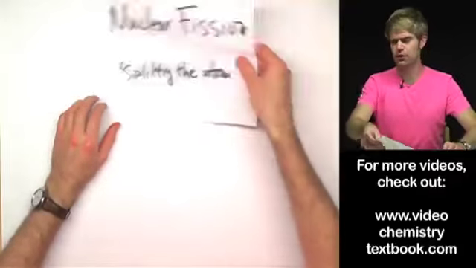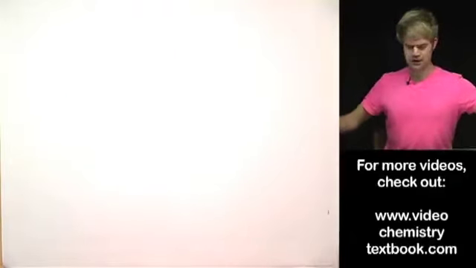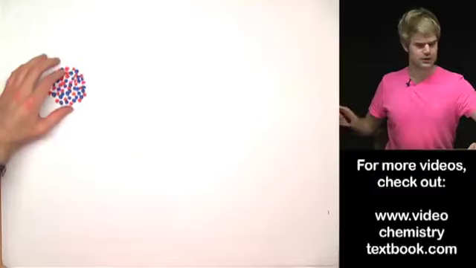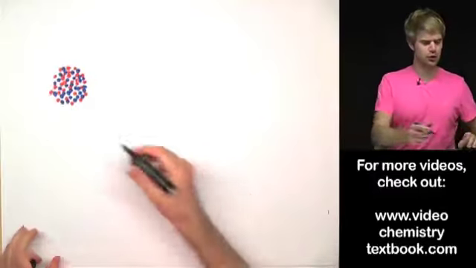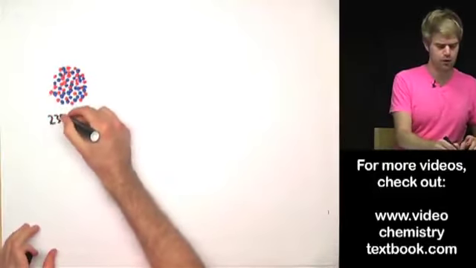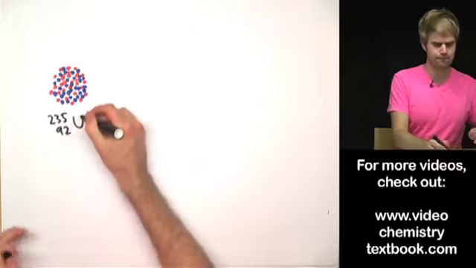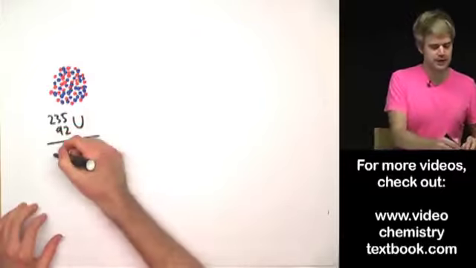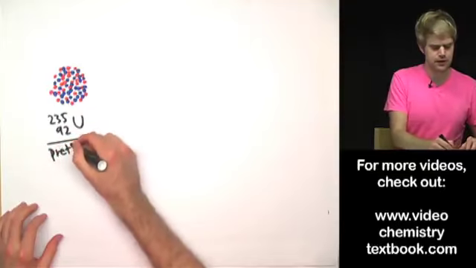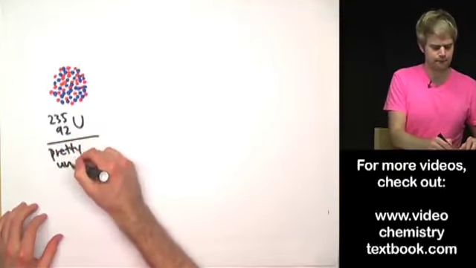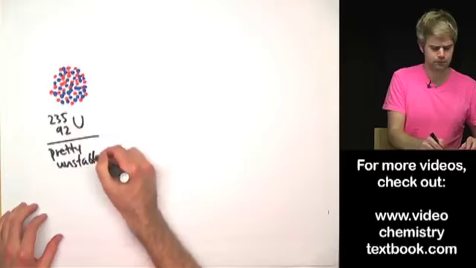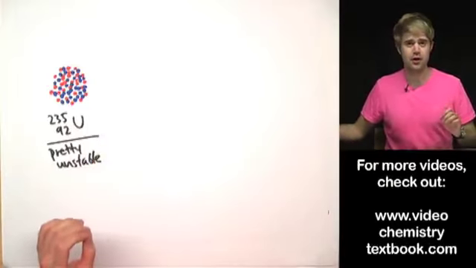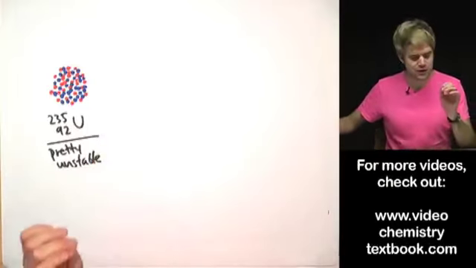Now let's look at some more details. So in nuclear fission, we can start with an atom like uranium-235. And uranium-235, it's pretty unstable. It's a pretty unhappy atom. To make this split, we try to aggravate it. And here's what we do.